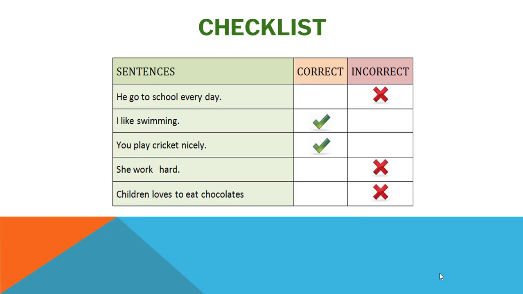Last sentence is children loves to eat chocolates. Children word is used as a plural noun. In this way, we cannot use S with the base form of verb. So, this statement is also incorrect because we have a plural subject.